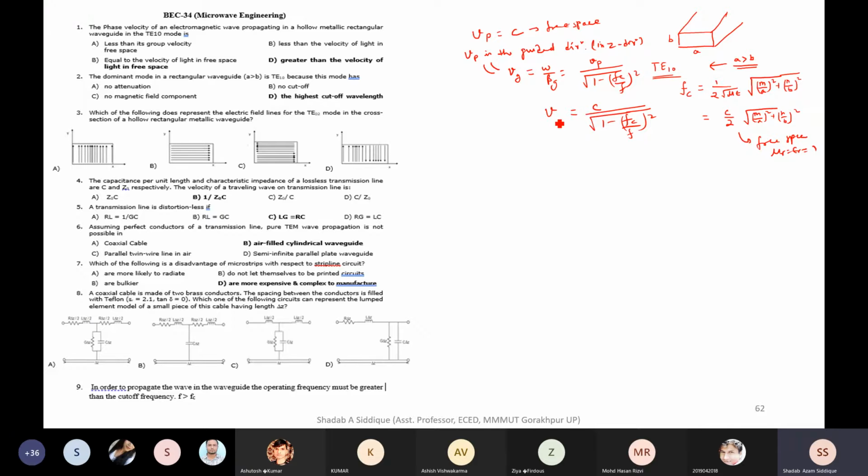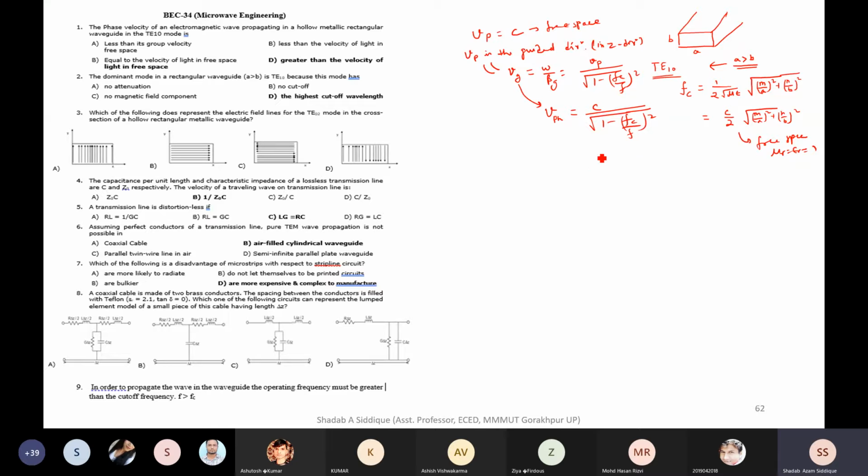This is the guided velocity or phase velocity. If you want to denote it, you can denote it with Vph, the phase velocity. So this guided velocity or phase velocity is equal to c divided by the square root of 1 minus (fc by f) whole square.